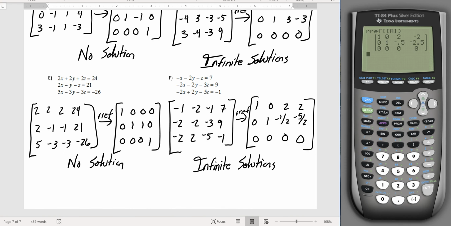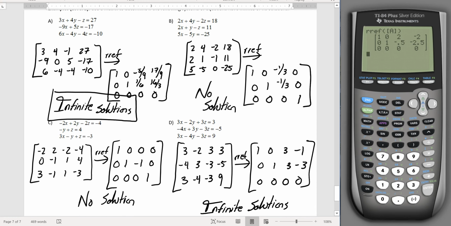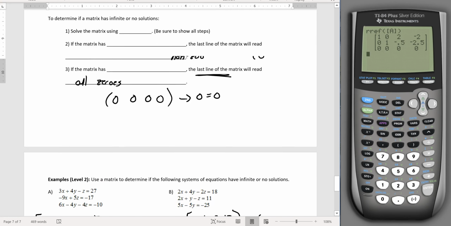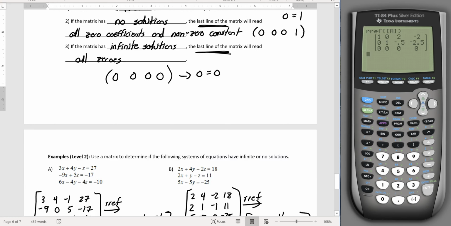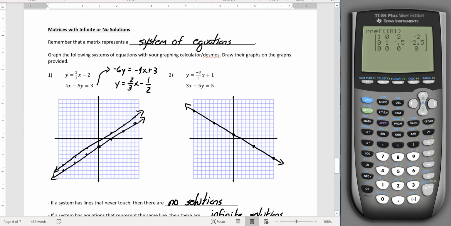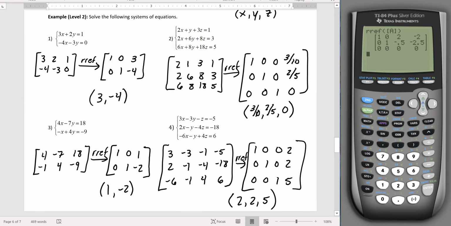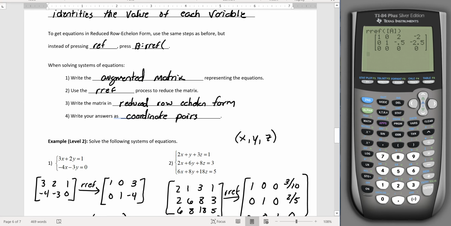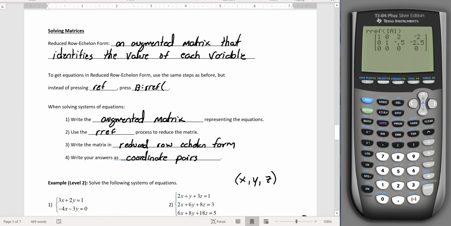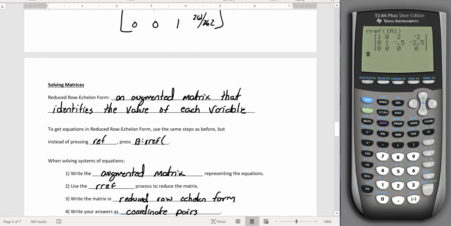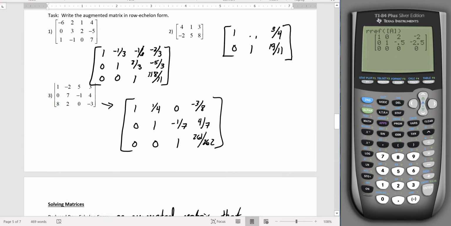All right, and that pretty much wraps up what we're going to do today. We're going to build on these ideas a bit more as we continue, but isn't that an awesome way to solve systems using matrices? So we now know of another method. We can use substitution, we can use elimination, we can use graphing, or we can use our graphing calculator and solve these systems with matrices.